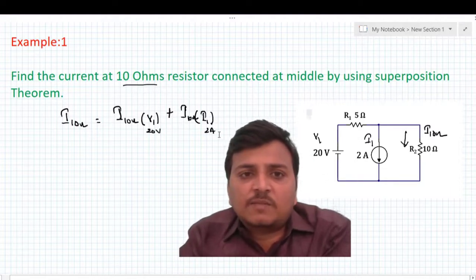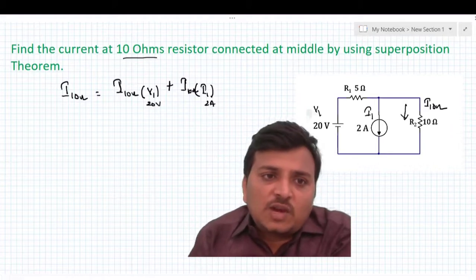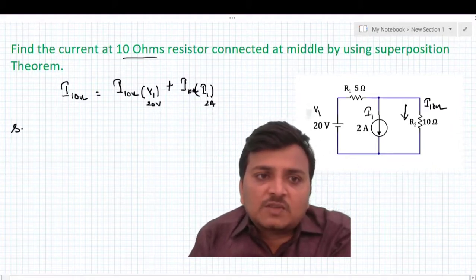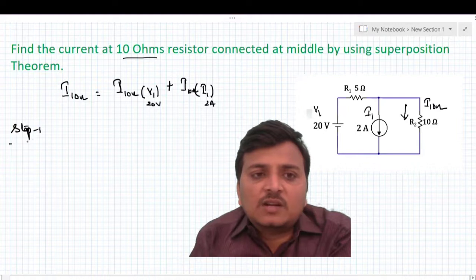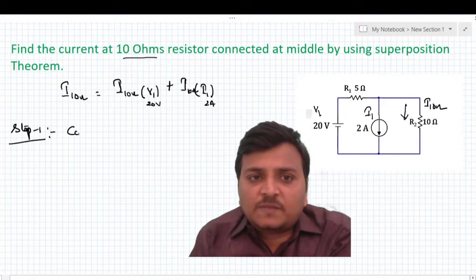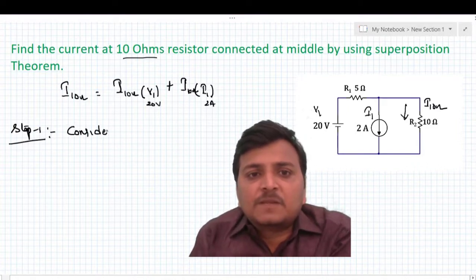So let us go to the stepwise procedure which we have seen earlier. Step 1. So what is step 1? In step 1, consider the voltage source only, considering the voltage source of 20 volts.